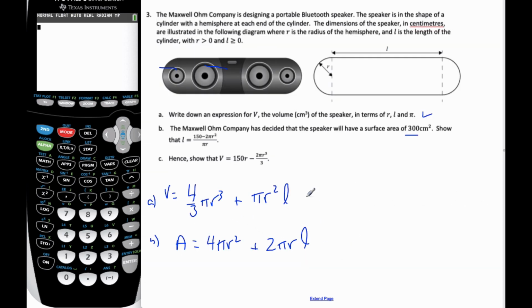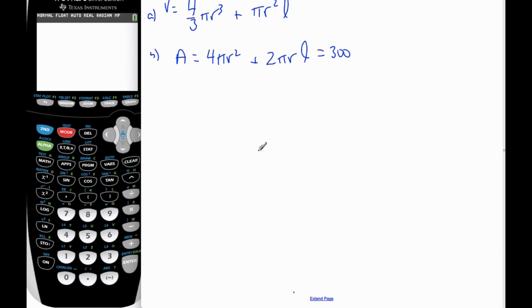I know that the surface area is equal to 300 in total, and I need to show that this is true. Now I just need to rearrange this equation to solve for L. So I'm going to subtract: 2 pi r L is equal to 300 minus 4 pi r squared. And then I'm going to divide both sides by 2 pi r.